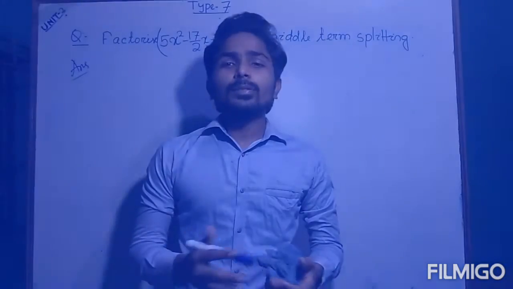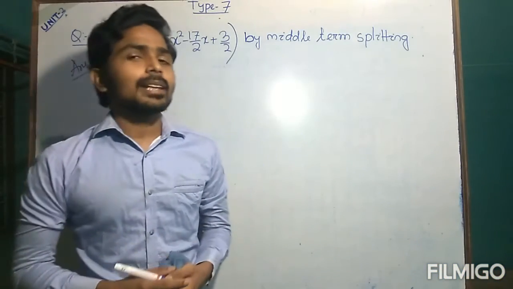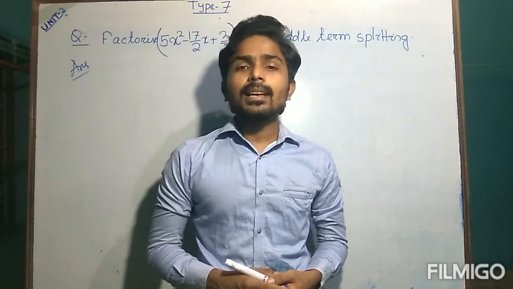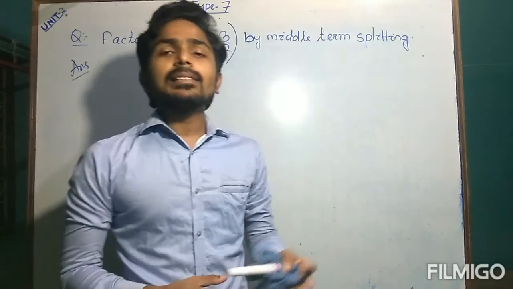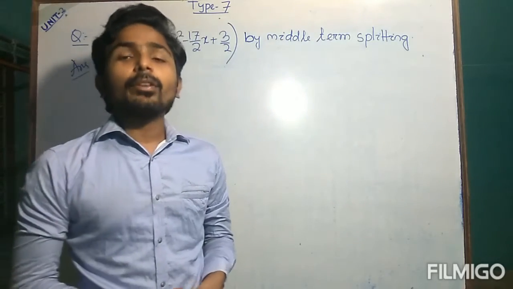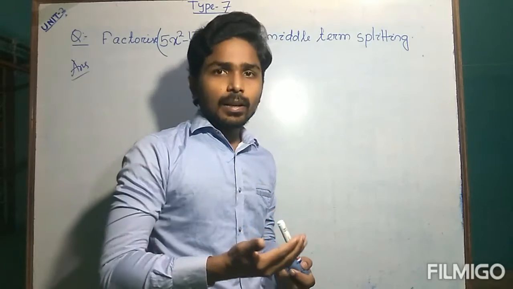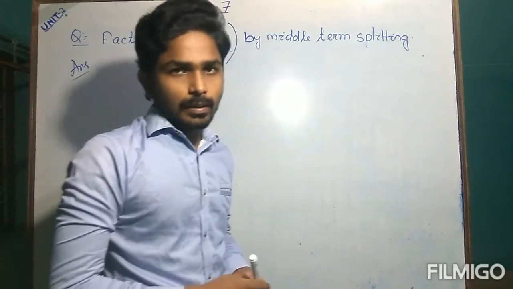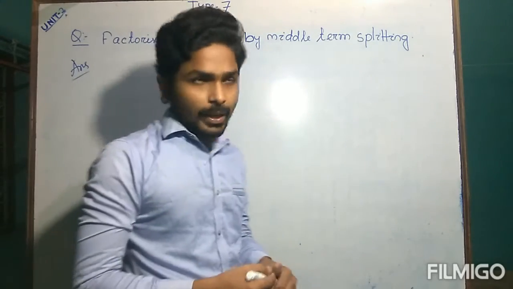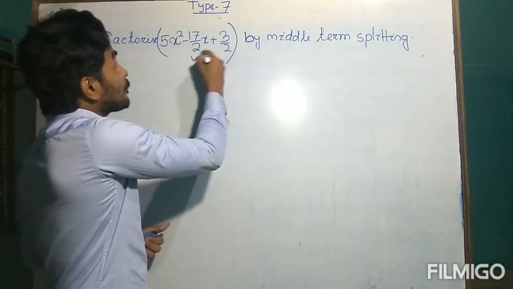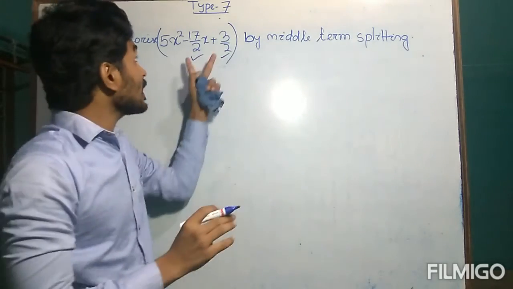Hello everyone. So today we will discuss another type of quadratic polynomial, that is type 7. In this type of quadratic polynomial, the coefficient of x square or x or the constant term is not an integer. Okay, it may be a fraction. Okay, it is not an integer.